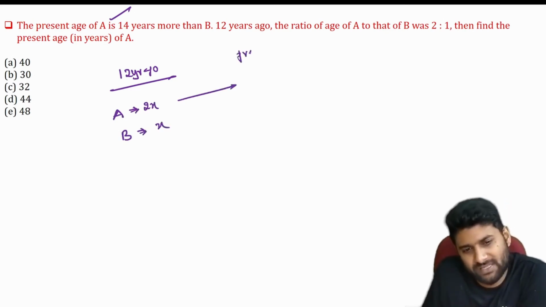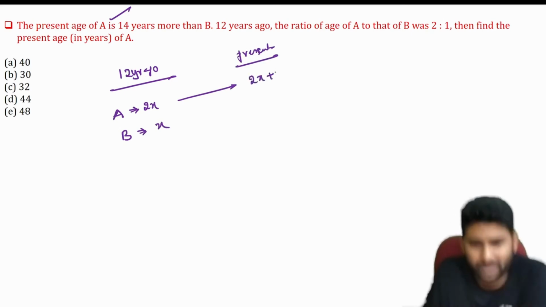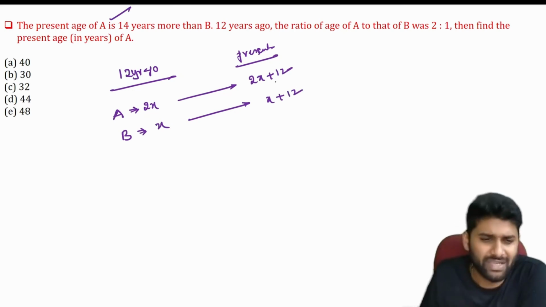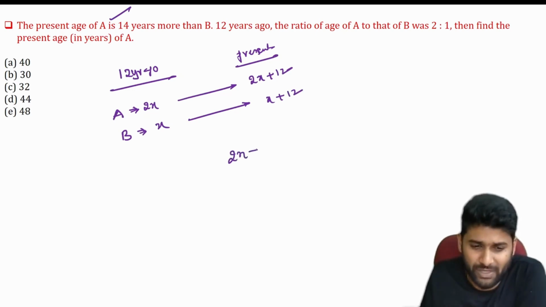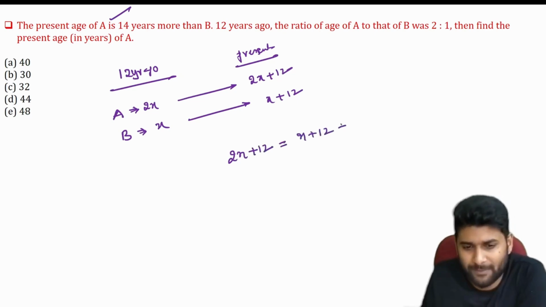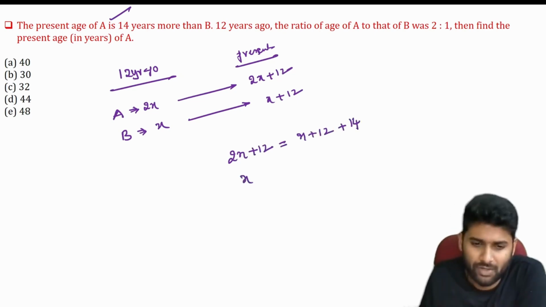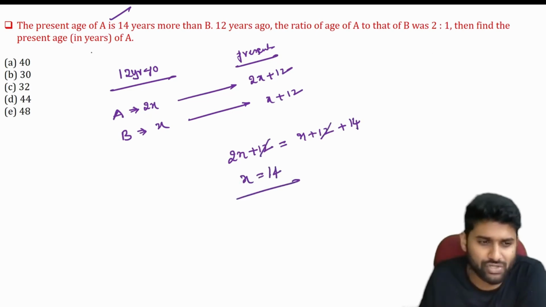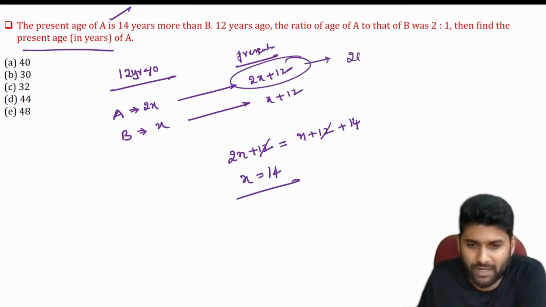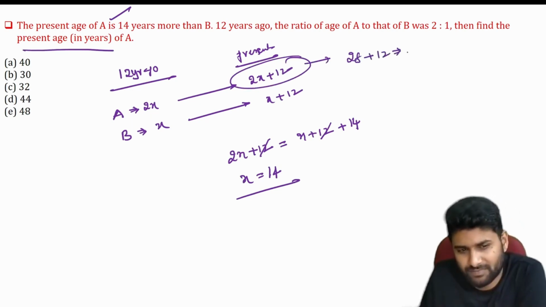Now what about the present age? The present age of A is 2x plus 12. The present age of B is x plus 12. Now they clearly mention that the present age of A, 2x plus 12, is 14 years more than B. Now you will get the x value. The x value is equal to 14. Now the question: what is the present age of A? So what is the present age of A? 2 times 14 plus 12 gives you the answer.